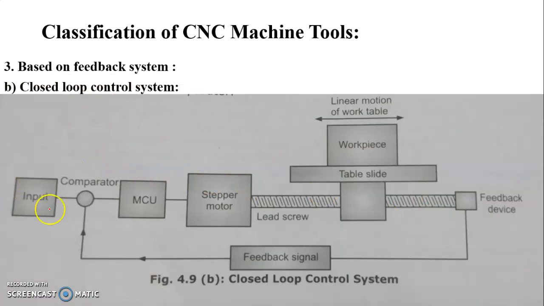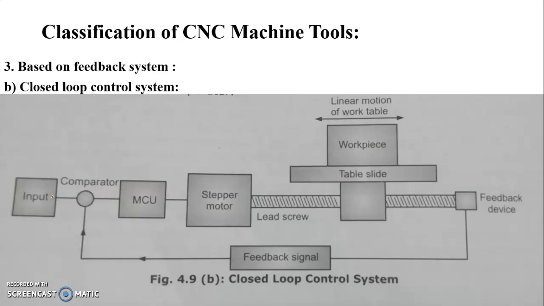Then second, the closed loop control system, as shown in the figure. Here the input device is there, then the comparator, then the machine control unit, stepper motor, then table, workpiece, lead screw, then the feedback device, and this is the feedback signal given from the feedback device to the comparator. So the name indicates that the closed loop control system has a loop that is closed. A feedback device is used for the purpose. This makes the design of the closed loop a little complicated and expensive, but a very high degree of accuracy is achieved in the movement of the slide.